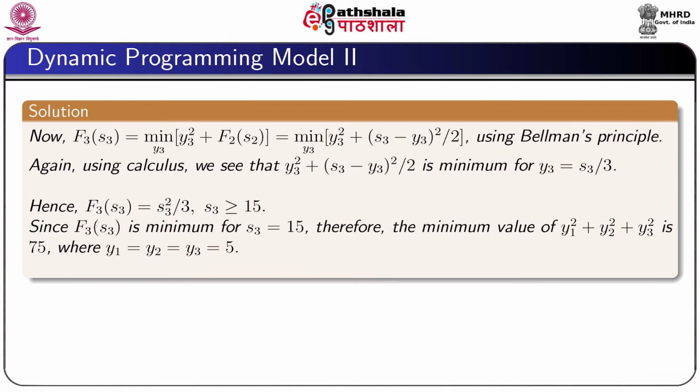Since F3(S3) is minimum for S3 equal to 15, therefore, the minimum value of y1 square plus y2 square plus y3 square is 75, and y1 equals y2 equals y3 equals 5.